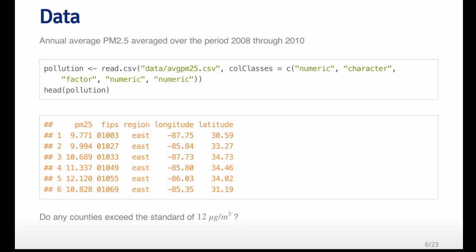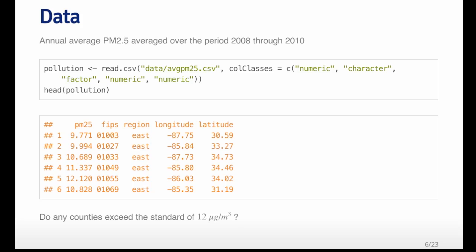So remember, the underlying question is, do any counties exceed the standard of 12 micrograms per meter cubed? Even in an exploratory analysis where you're just looking through the data and seeing if there are any problems, you still want to have an underlying question that you're thinking about in the back of your mind, even if it's a little bit of a vague question at this moment, because the question that you ask will drive your thinking about what the data look like.